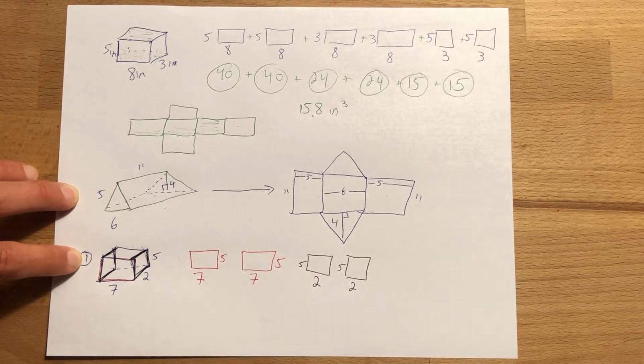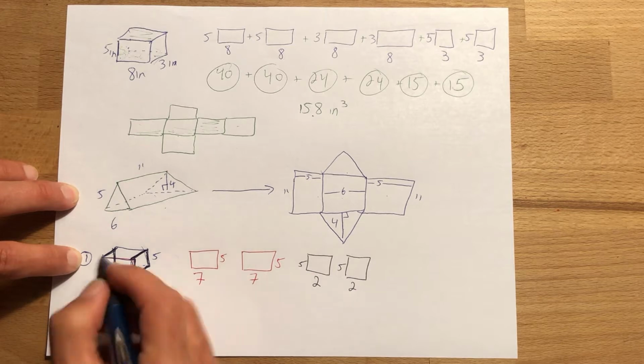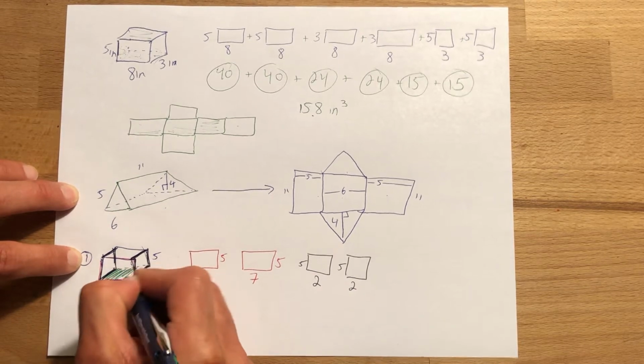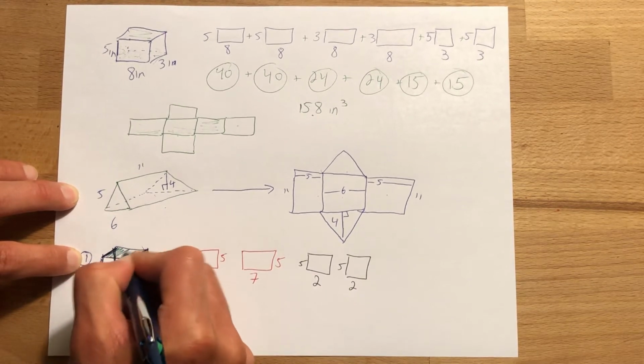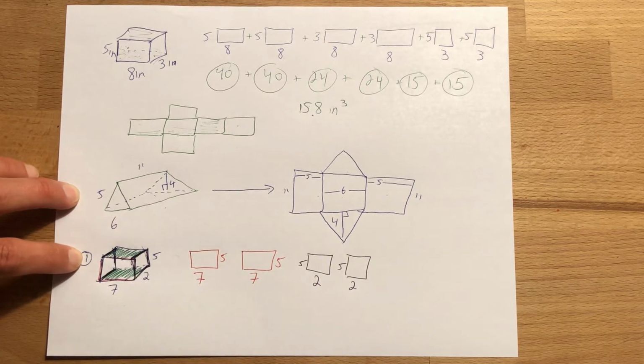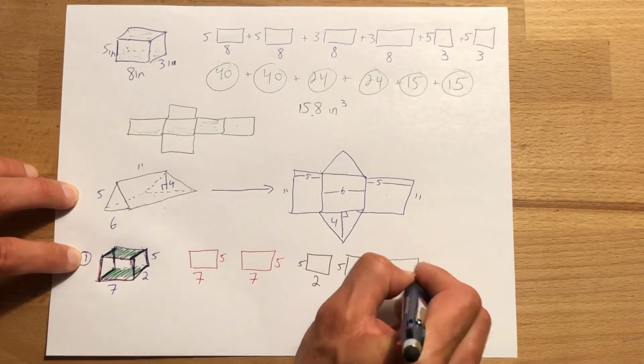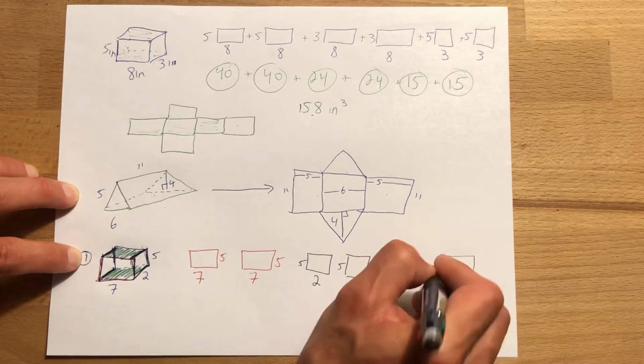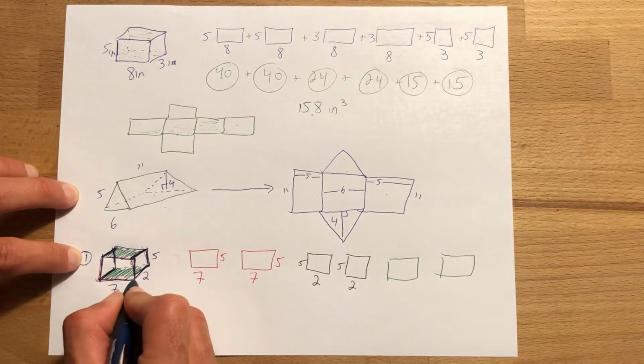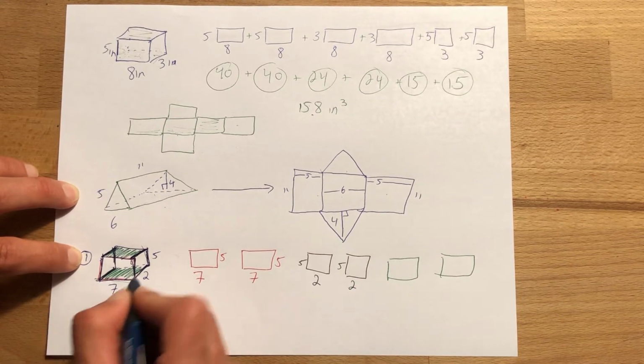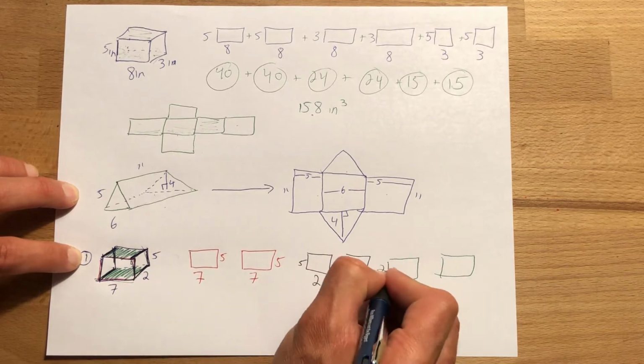Okay, and next I'm going to take this bottom one and this top one. So I'm going to draw 2 more where the base is 7 and the height is 2.